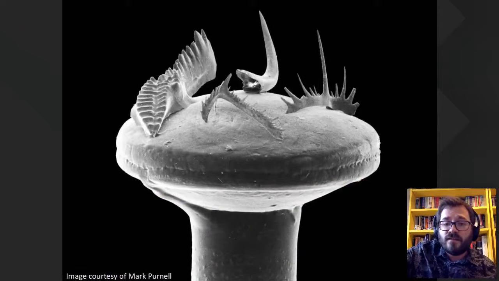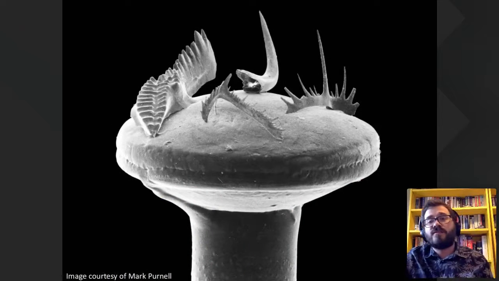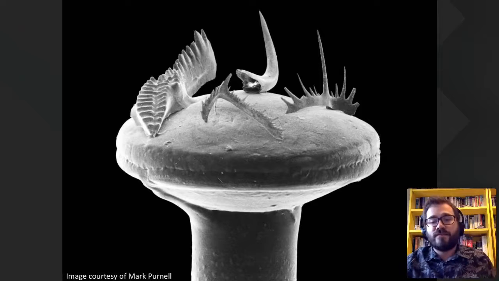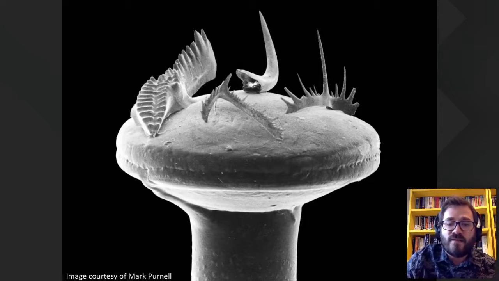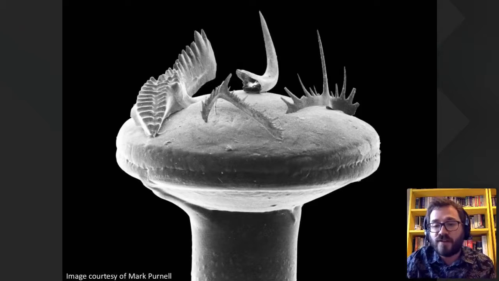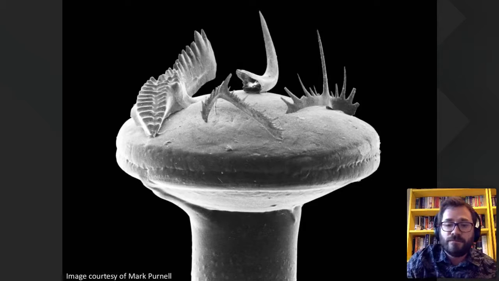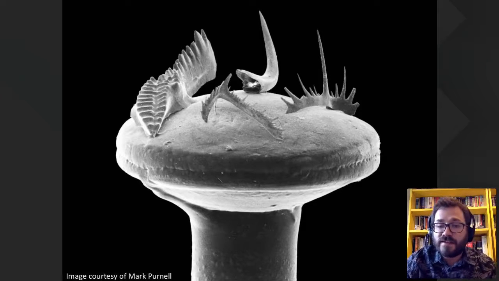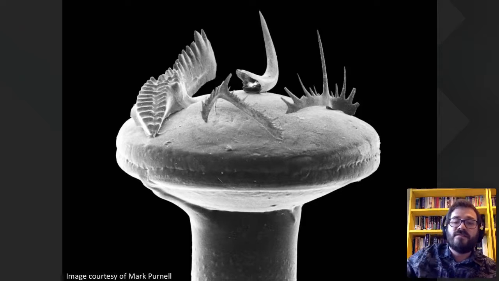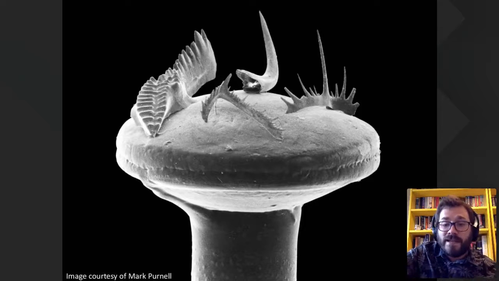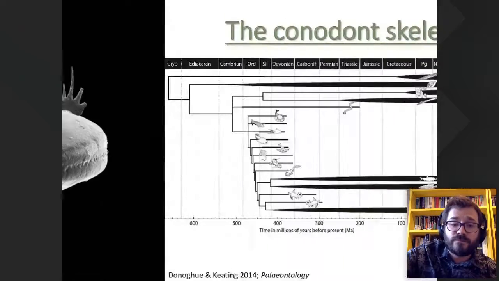Now, the group of vertebrates that I'd like to focus on for the last 10 or 15 minutes of the talk are a group that's particularly close to my heart. They are the conodonts. So the fossil record of conodonts is almost exclusively made of these tiny calcium phosphate teeth-like elements. Here you can see a range of them mounted on a pin. That's how small they are.